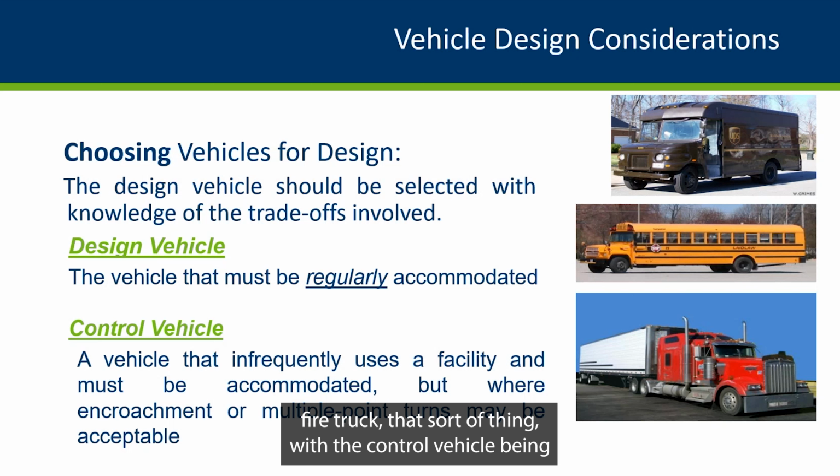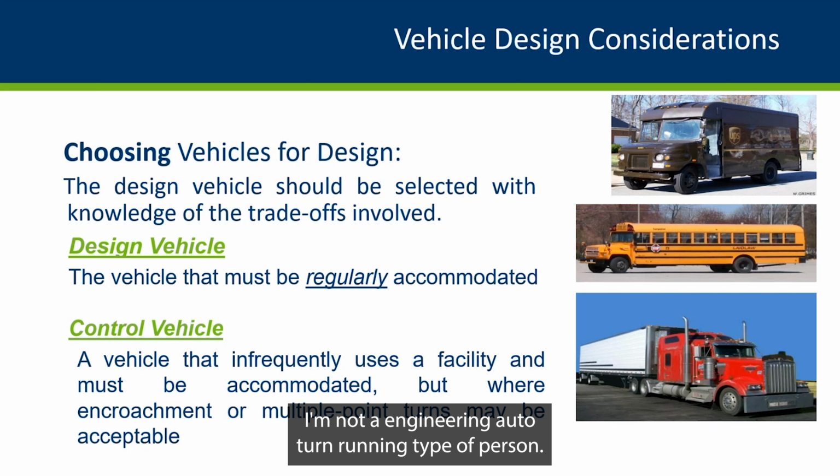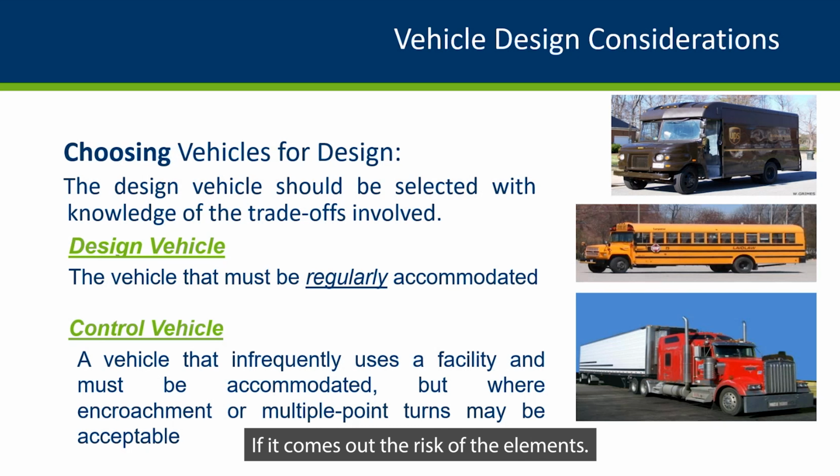School bus, fire truck, that sort of thing, with the control vehicle being probably not a tractor trailer, probably, I don't know, a WB-62. I'm not an engineering AutoTURN running type of person, but the point being is that we don't have all types of vehicles turning at every intersection. So we should stop designing it that way if it comes at the risk of the other modes.